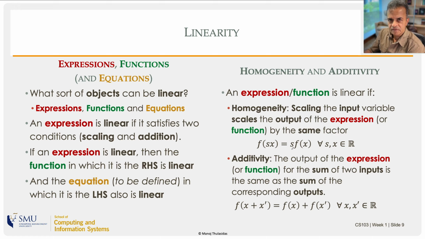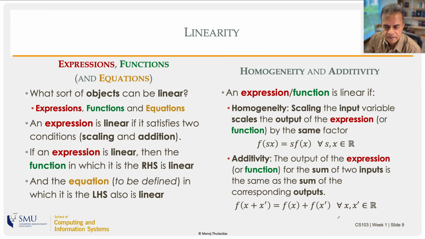Additivity: the output of the expression for the sum of two inputs should be the same as the sum of the outputs of the corresponding inputs. So that is easy to write down now that we have this mathematical notation. So f(x + x') for the sum of two inputs should be f(x), the output for the first part, plus f(x'), the output for the second part. So that's that. The sum of inputs should transform to the sum of outputs. So that's how we define homogeneity and additivity.